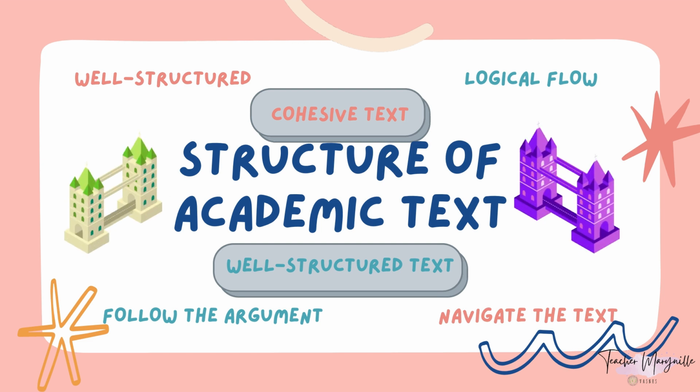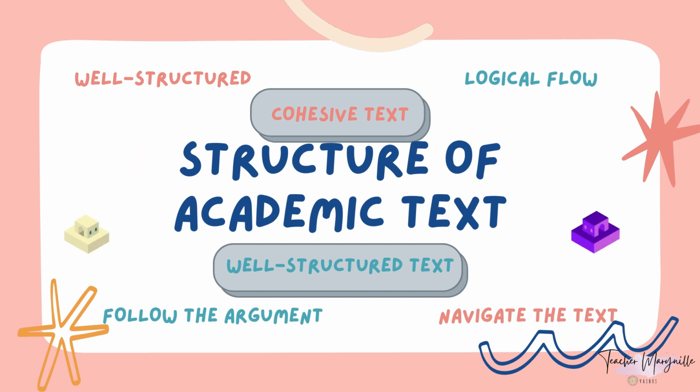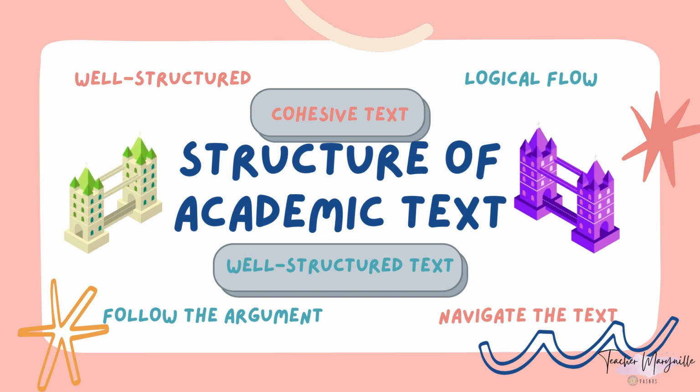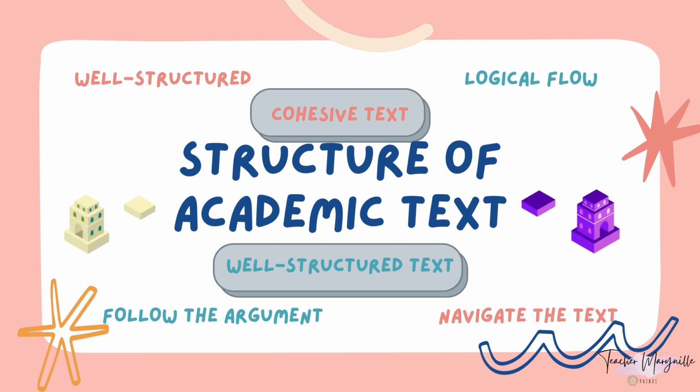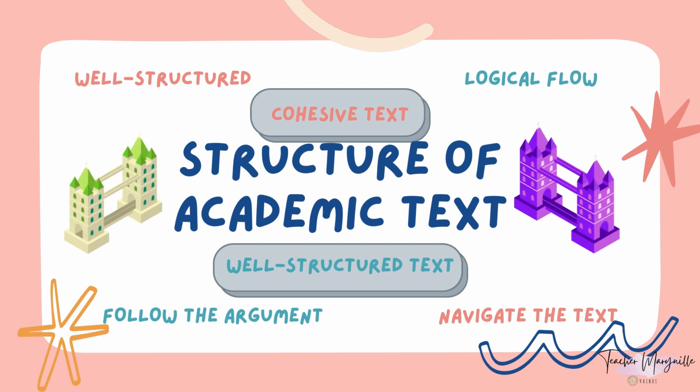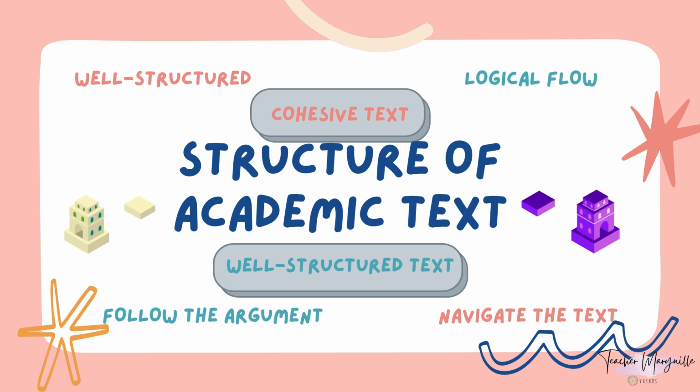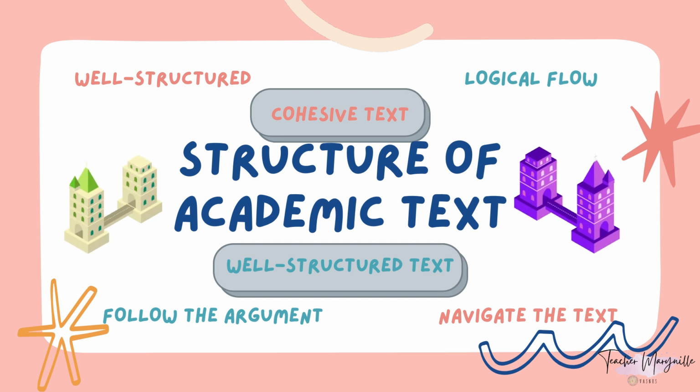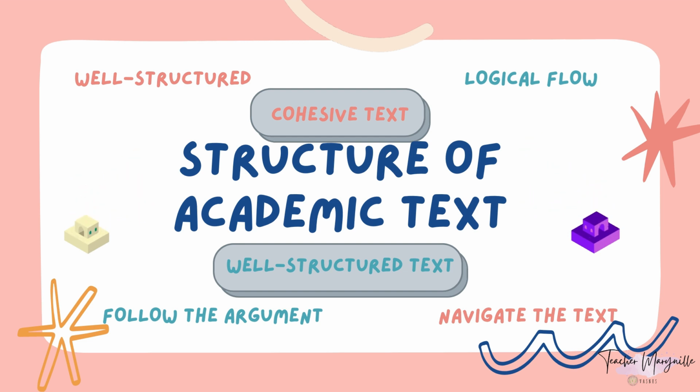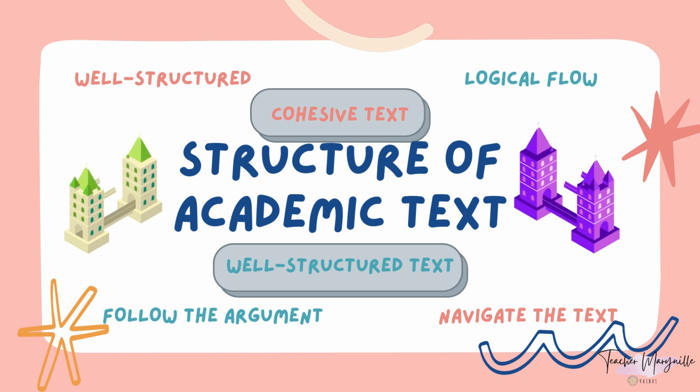It is important to have a well-structured text to enable the readers to follow the argument and navigate the text. In academic writing, clear structure and a logical flow are imperative to a cohesive text. You need also to remember that it includes information from a credible source that is in turn properly cited and with a list of references.